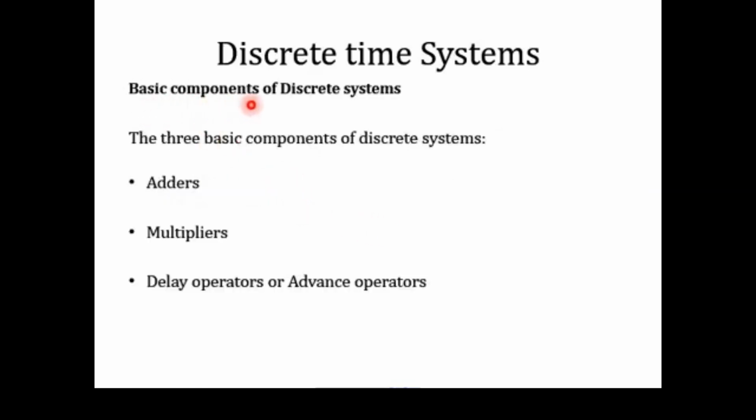So these are the basic components of any discrete time system. Every discrete time system will have some adders, multipliers, or shift operators, which includes delay operators or advance operators. Now let's discuss some examples of discrete time systems where difference equation will be given to us and we will be required to find their output value or the output sample values corresponding to the given input.